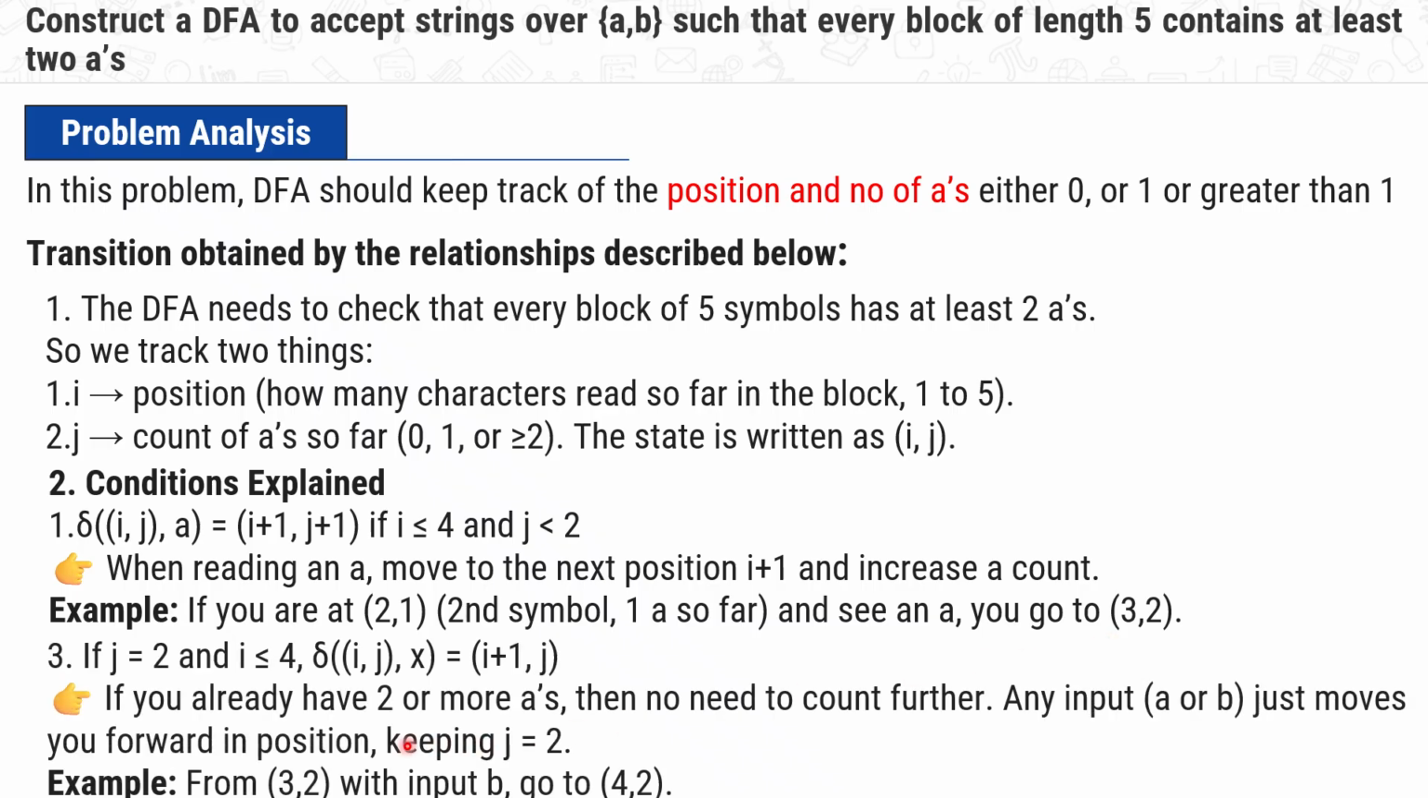The third point is here. Suppose J is already equal to 2, and the position is still less than or equal to 4.